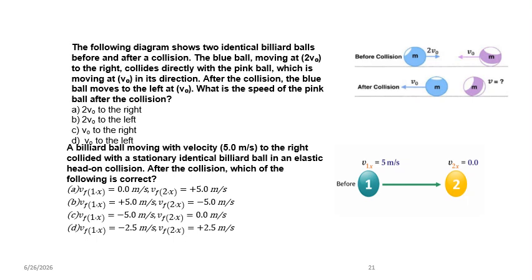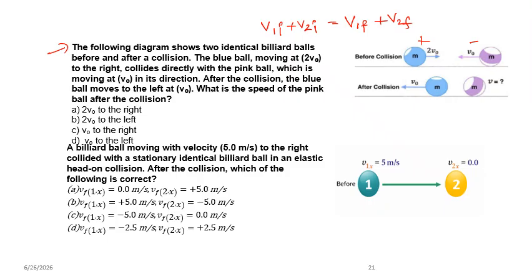Now the last question for this particular lesson. Look at the following diagram. It shows two identical billiard balls before and after a collision. So this is coming like this, a positive velocity, and this is a negative velocity. Their masses are identical, so the calculation will be much easier in this situation. If masses are identical, then this is the equation: V1I plus V2I will be equal to V1F plus V2F.